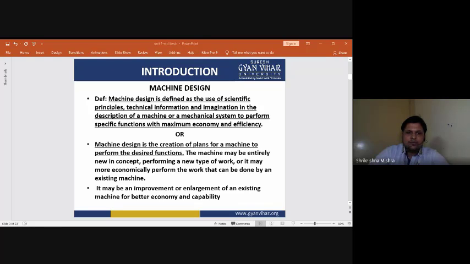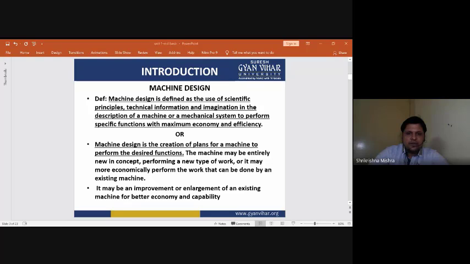Some of the examples of these principles are Newton's laws of motion, D'Alembert's principle, Boyle's and Charles' law, Carnot cycle, and Bernoulli's principle. So, the definition of machine design contains the following important features which I have told to you.